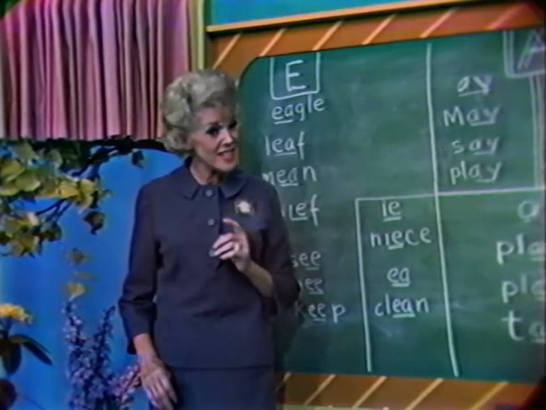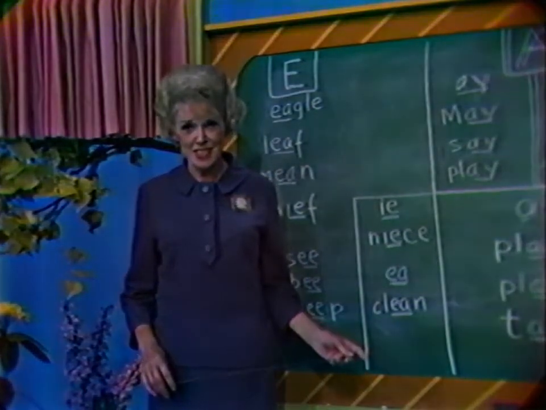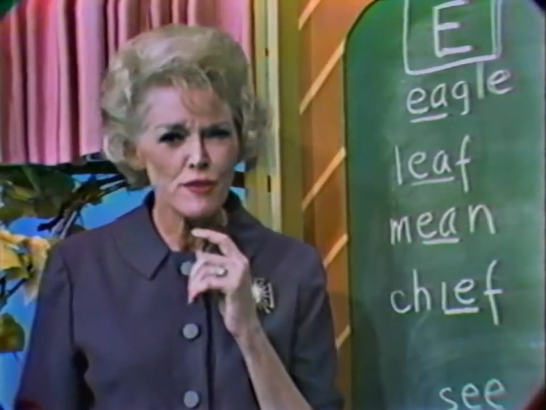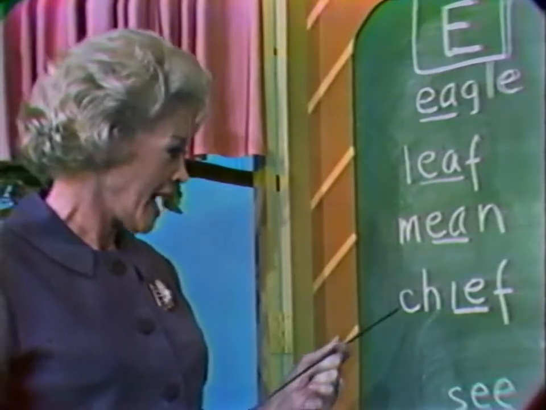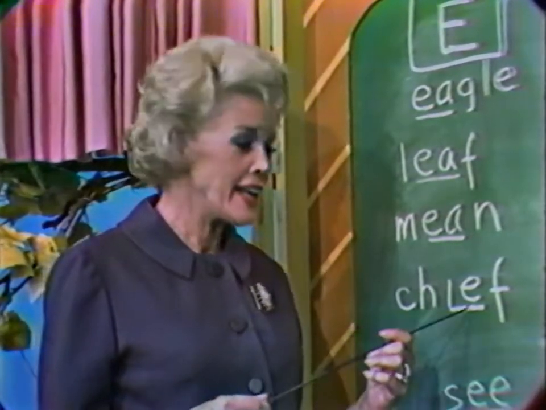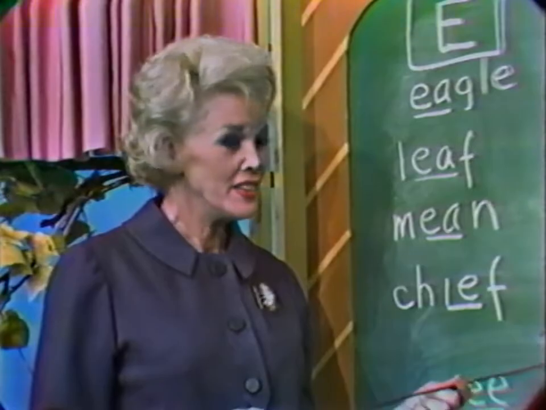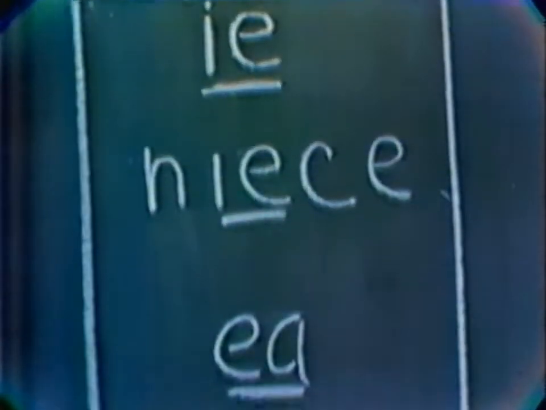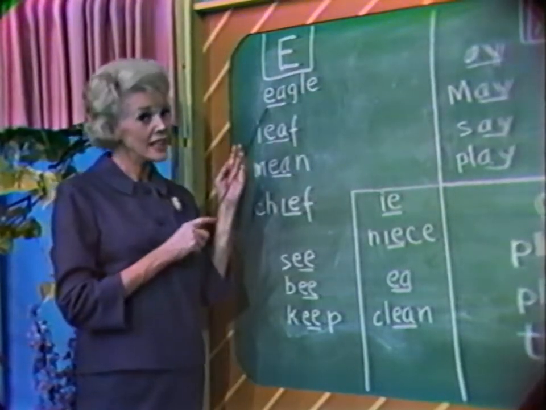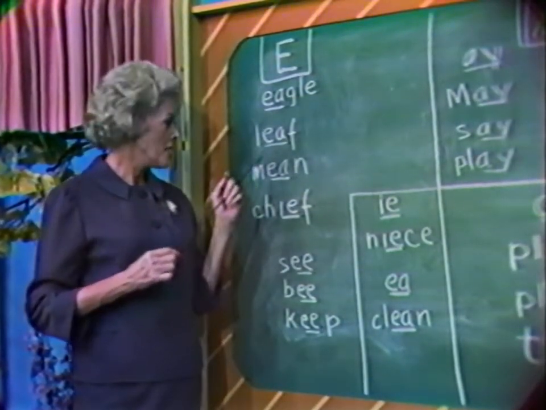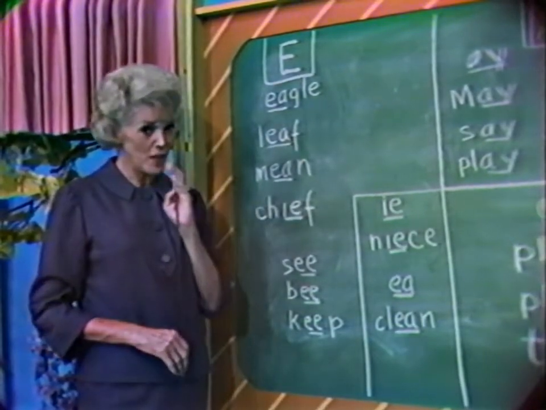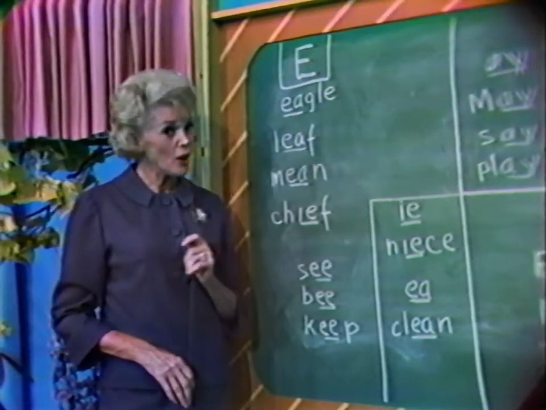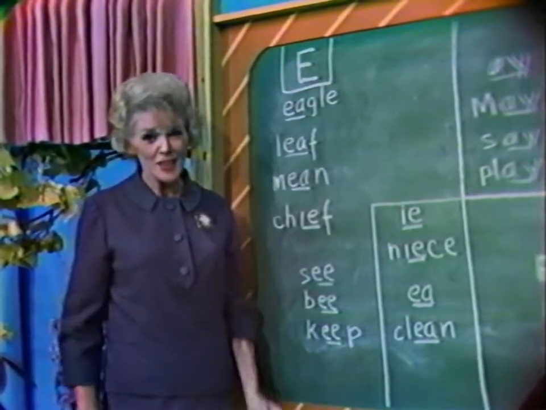And I'll be back in a minute with your homework. Now for your homework. Why don't you try and find some IE words, like chief, C-H-I-E-F, or here's another one, niece. Then look for some EA words, like these. Here's eagle, leaf, mean, and you'll find some others, I'm sure. Look for them in the newspaper today. Cut them out, and tomorrow we'll visit some more vowel pals. Goodbye.